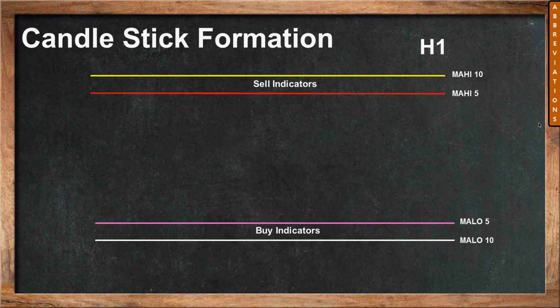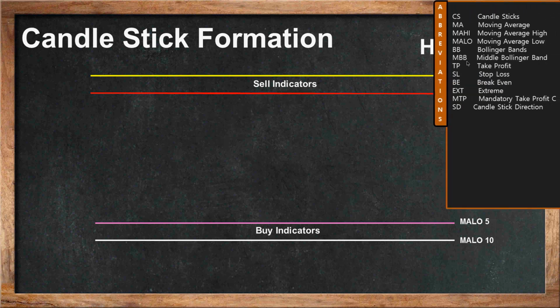Over the period of this webinar, I'll be using some abbreviations such as CS for candlesticks, MA for moving average, MAHI for moving average high, MALO for moving average low, BB for Bollinger Bands, MBB for middle Bollinger Bands, TP take profit, SL stop loss, BE break even, extremes, MTP mandatory take profit for English, and CSD for candlestick direction.